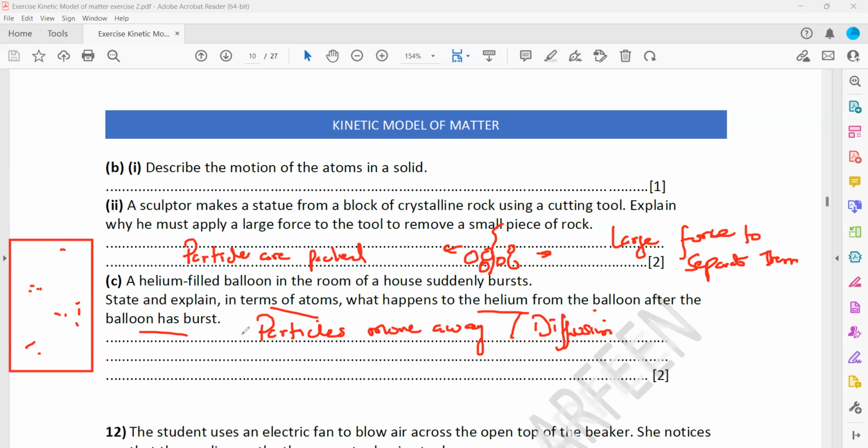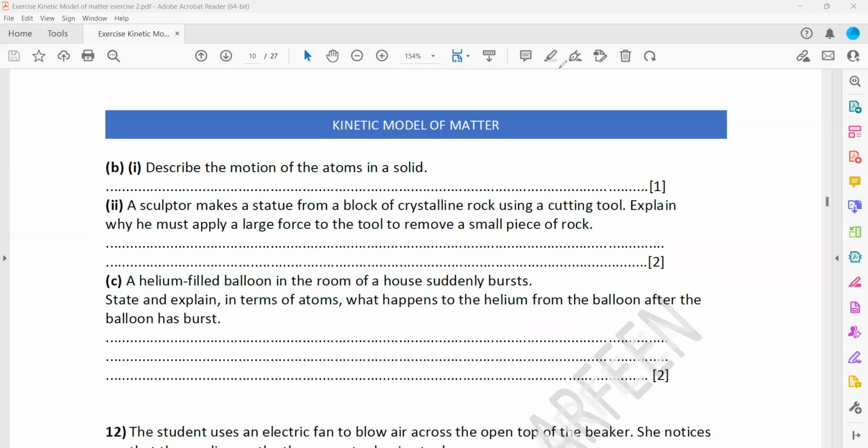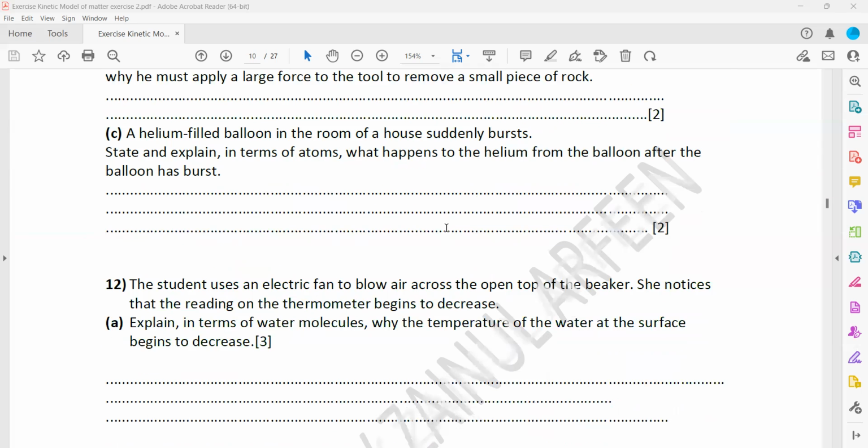And what happened to the density? First it was in a small space, the same particles, but now in a large space. So the second mark is for density. What happened to the density of the helium? Did it increase or decrease? The volume has increased. The number of particles does not change. If the volume increases, what happens to density? It will decrease. So one mark is for diffusion, and one mark is for the density.